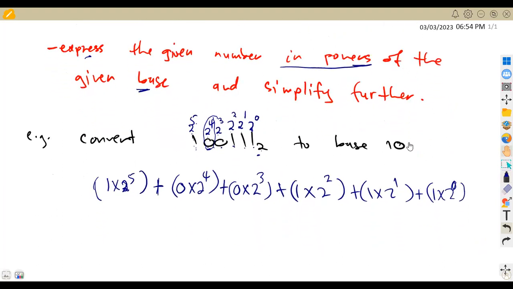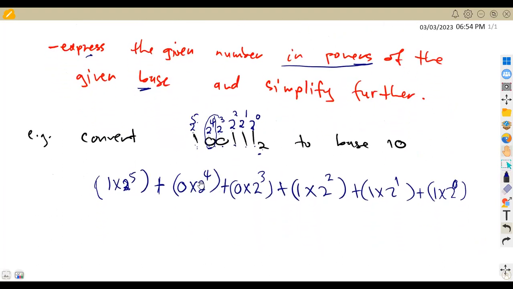So once you have written, I want you to understand this. I said you are supposed to express the given number in powers of the base, and this is the most important, and simplify further. Why am I saying so? Because there is a question that is going to ask you to just express this number in powers of the given base. If you are asked to express the number in powers of the given base, this is the indication you leave your answer at this stage. That is what the question is asking you to do.